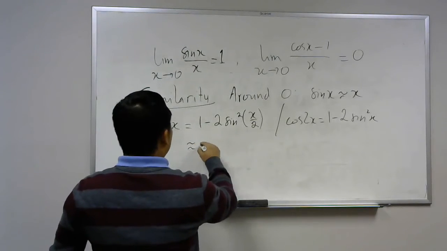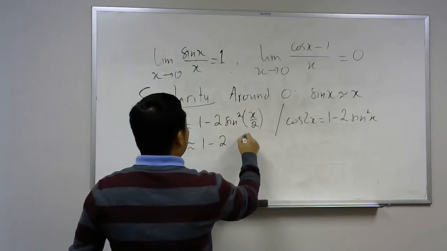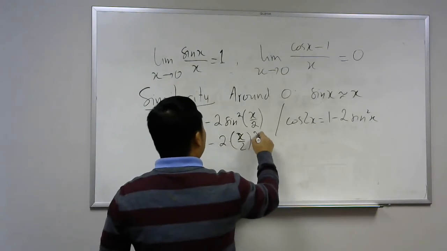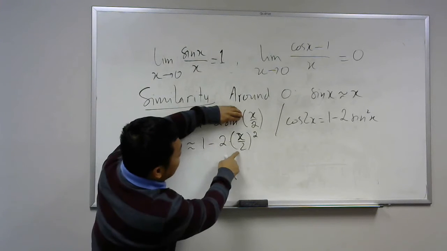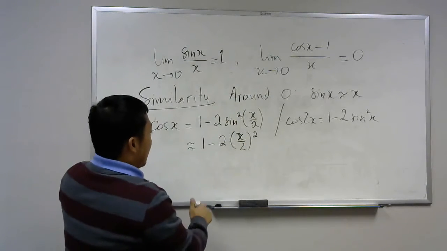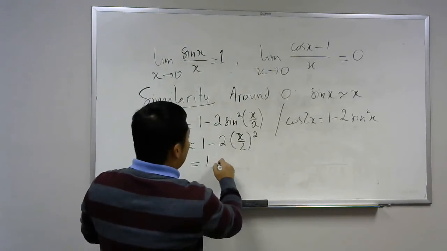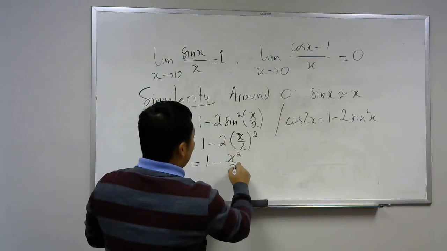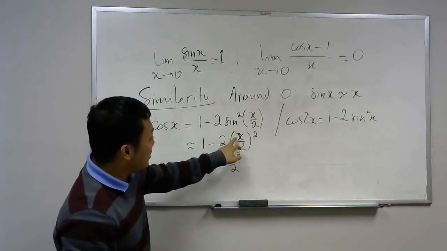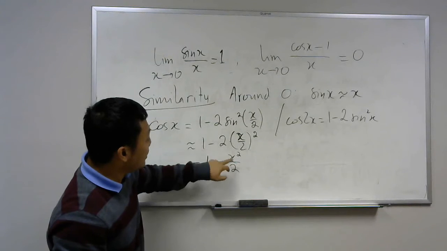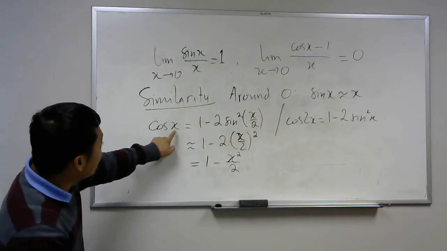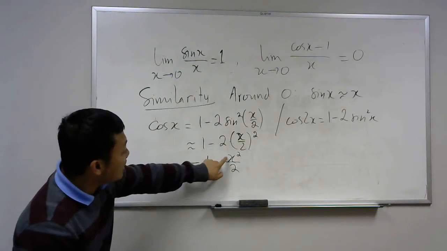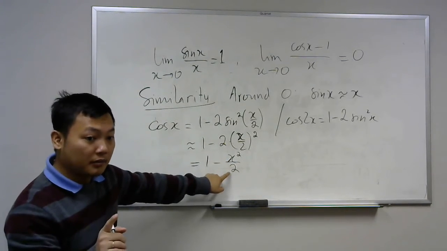So I said this is similar to 1 minus 2x over 2 squared, right? Because instead of sine of x over 2, I have x over 2 and then x squared. And this is nothing but 1 minus x squared over 2, because x squared over 4 and 4 with 2, you simplify, you get 2 here. So what does it mean? That means cosine of x is similar to 1 minus x squared over 2 at 0, right?